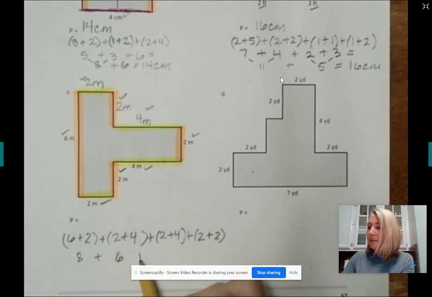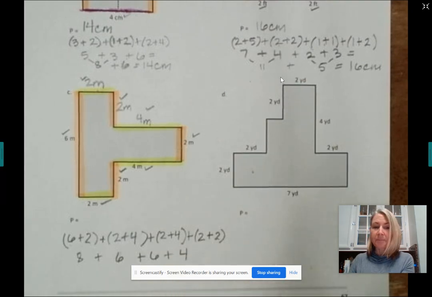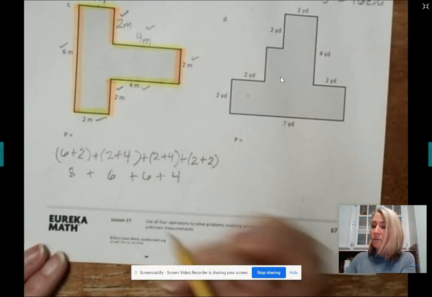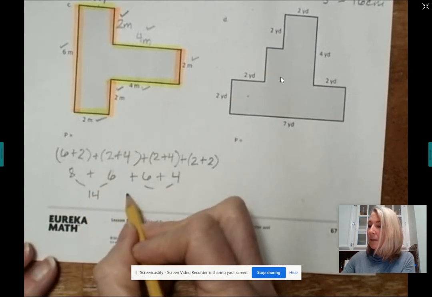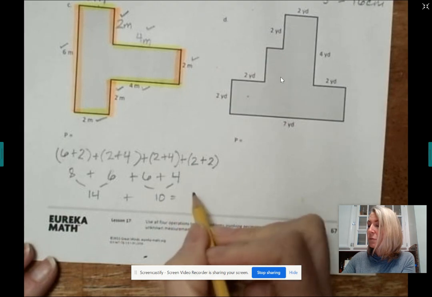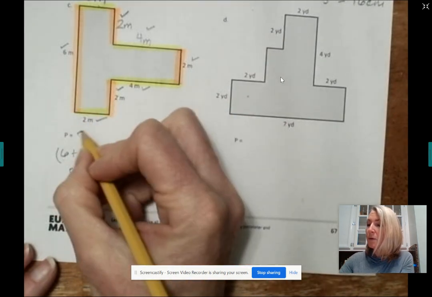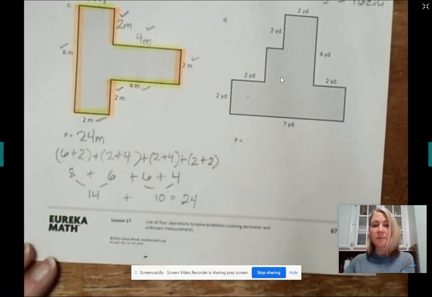Plus 6, plus 6, plus 4. Okay, and if I continue that one, I end up with 8 plus 6 is 14, plus 10 equals 24. So this perimeter is 24 meters.